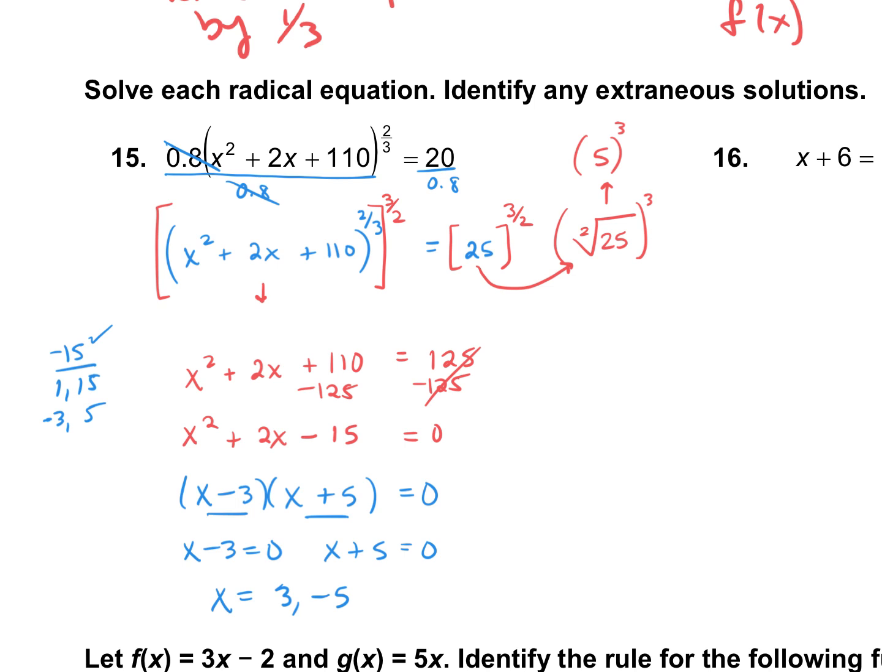Okay, so when I plugged in the 3 for the x's, I did get a 20 back as my solution. So the 3 worked out. That is a true solution. And then when you plug in a negative 5 for the x's, you also get back a positive 20. So in this case, both solutions worked out. We did not have an extraneous solution. So that equation has two solutions. But it's possible that one of those maybe wouldn't work out, so we do have to check.